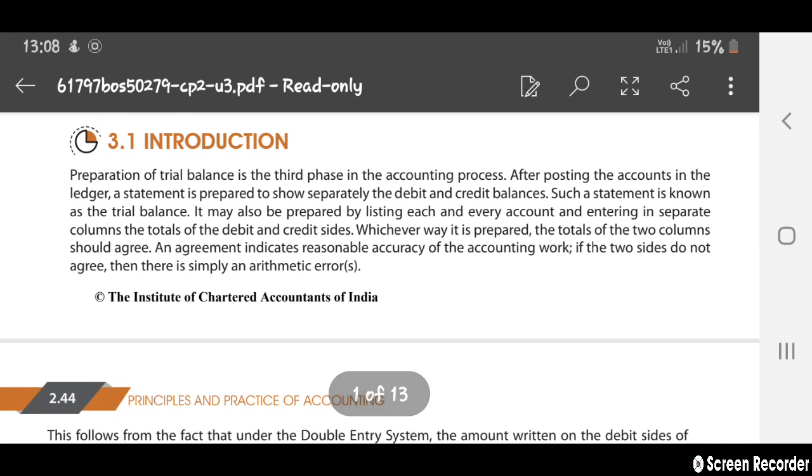Now let us come to the introduction of your chapter, the trial balance. Preparation of the trial balance is the third phase, the third part of your accounting process.